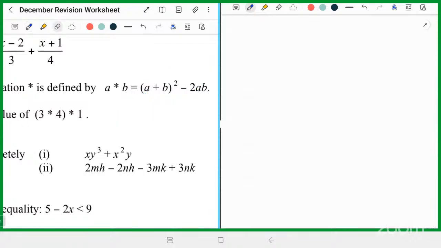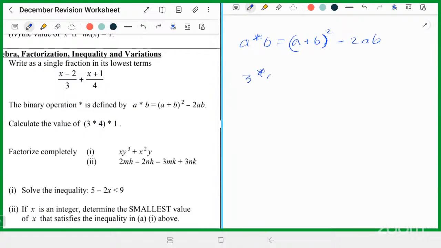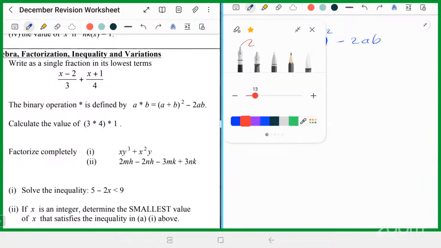Alright? In this example, I want us to work this out. We have to do what is in the bracket first. So they give us a star b equals (a plus b) squared minus 2ab. I want us to work this out, right? So we're doing (3 star 4) star 1. But we're going to do 3 star 4 first. So let's work it out first.